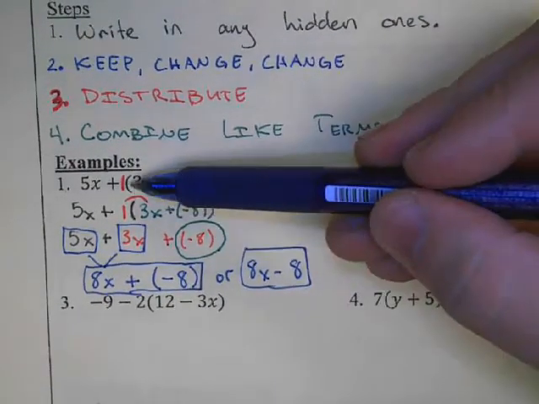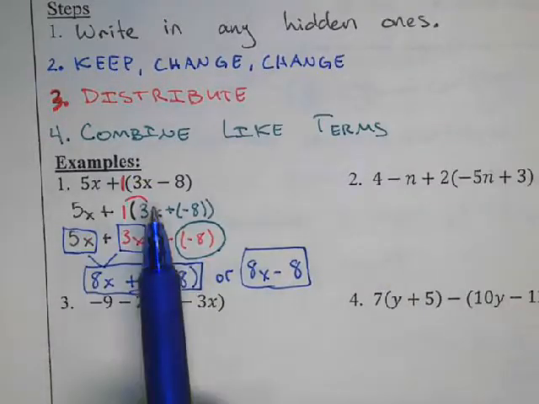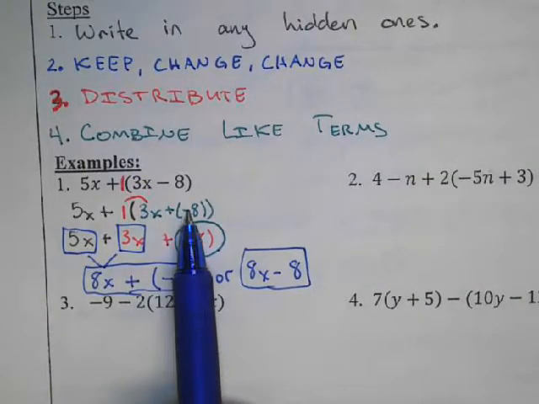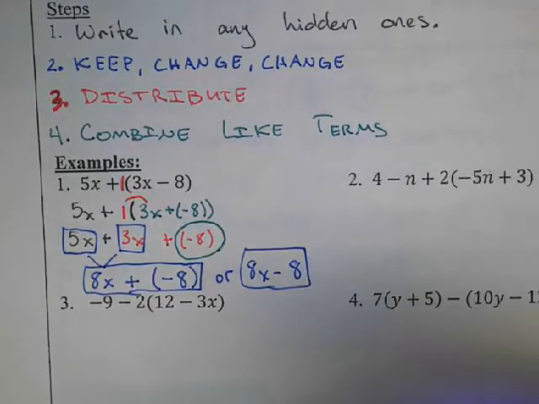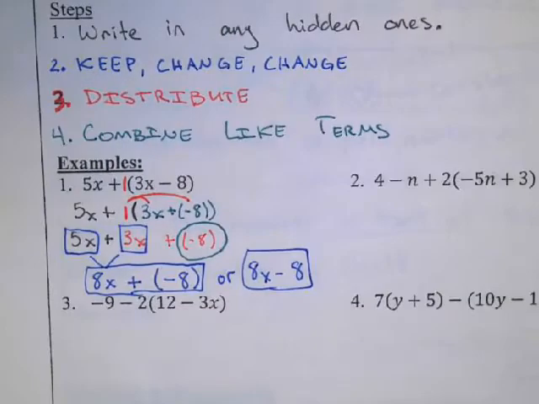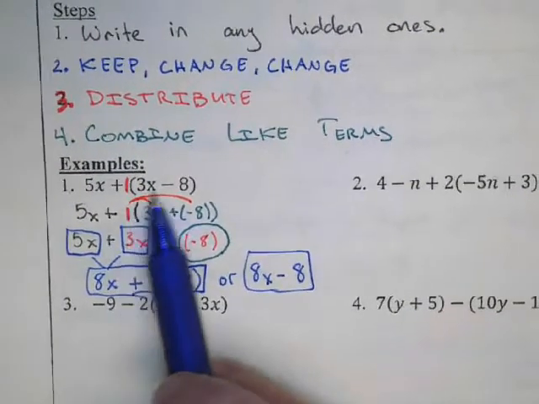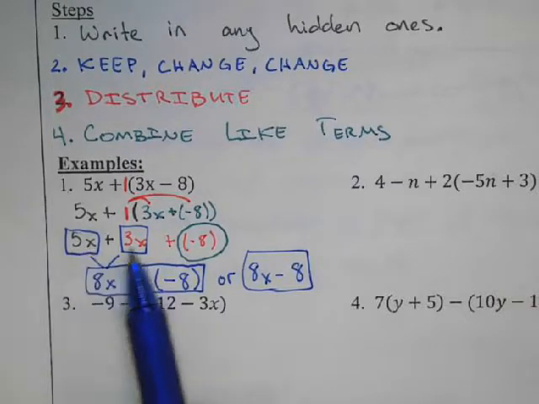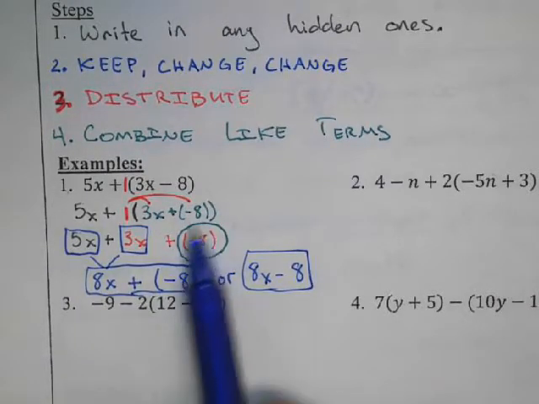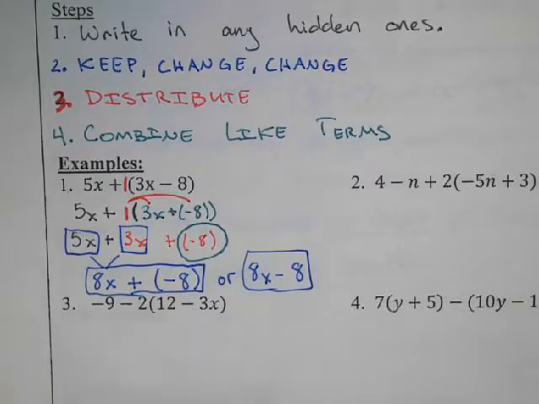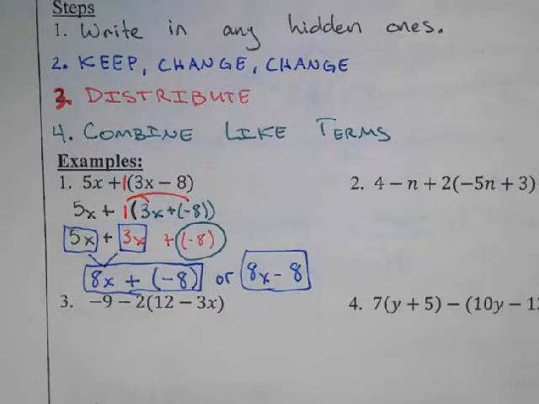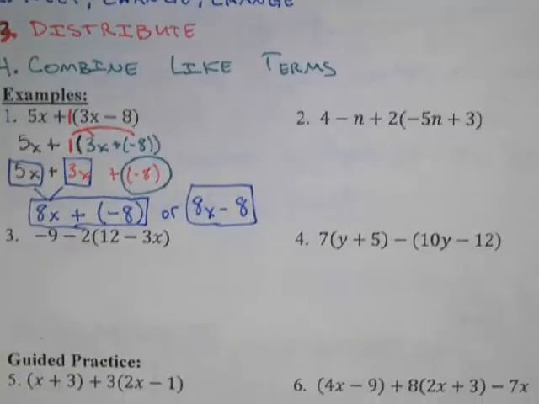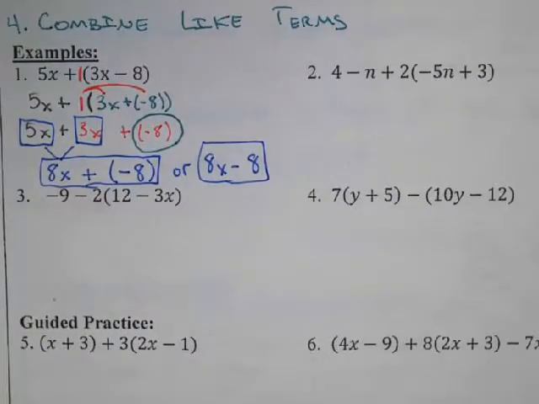So we wrote in our hidden ones. Then we did our keep, change, change. Then we distribute. Distribute the 1 to the 3x, 1 to negative 8. Then we combined our like terms, first by identifying 5x and 3x combined to 8x. Nothing like negative 8, no other constants, brought it down. And then we looked at both possible types of solutions. Okay, so let's look at a more complicated one, number 4. Following these 4 steps. So step 1, is there anywhere where I need to write in some hidden ones?